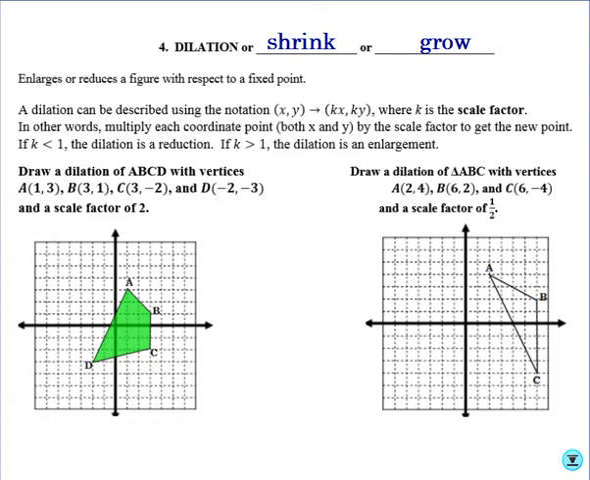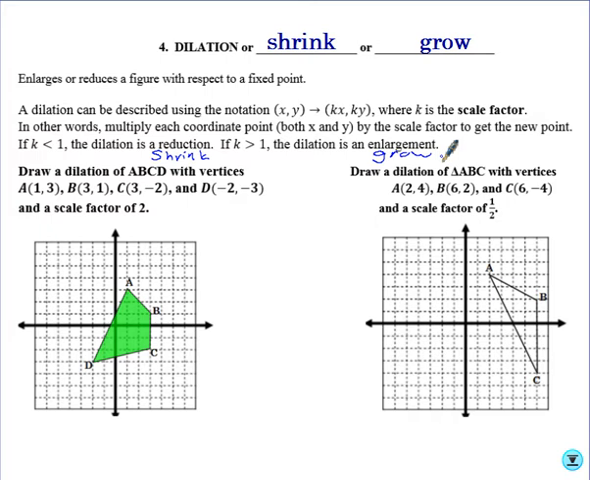A dilation can be described using the notation (x, y) translates to (kx, ky), where k is our scale factor. That's something that we learned back in Unit 6, I believe, when we talked about similar figures. In other words, all we're doing is multiplying each coordinate, x and y, by some scale factor. If your k value is less than 1, the dilation is a reduction, which means that the image is going to shrink. If k is greater than 1, the dilation is an enlargement, which means that it's going to grow. It's going to get bigger.